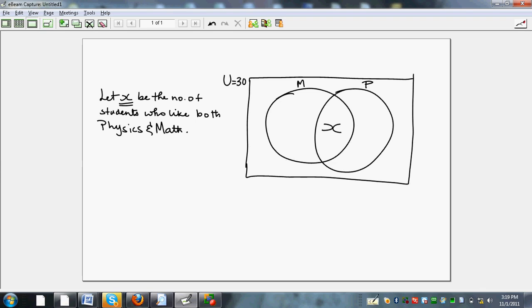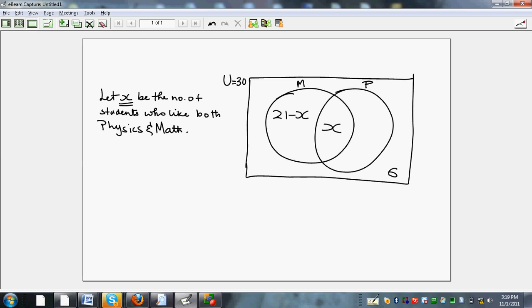The other thing that is significant is they say 6 like neither. So it means that that 6 must lie outside here. Right? There are 6 students who would lie outside of the maths and the physics. The other thing they told us was that 21 like math. So if 21 like math, that means in the entire math circle, you would have 21 students. Now if there are X that like both math and physics, then those that like math only will be 21 minus X.